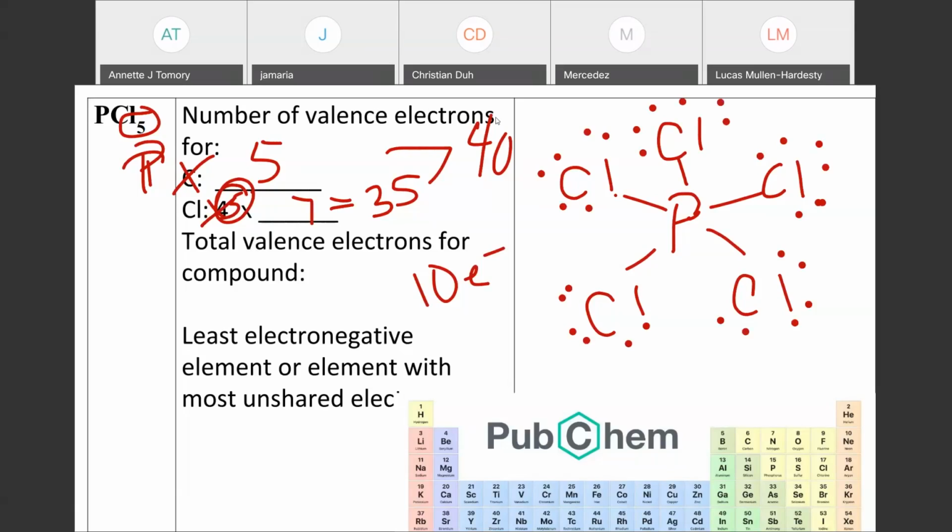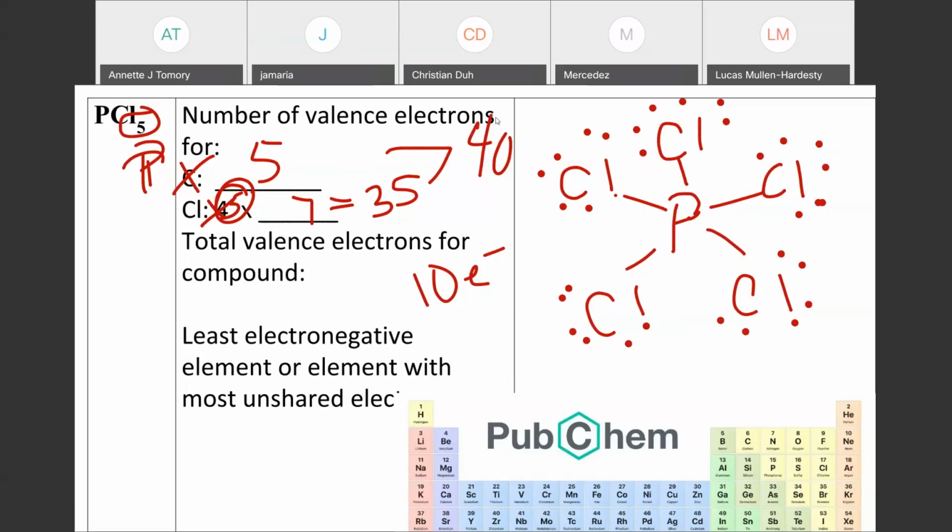Okay, so there's my 30 electrons. You always start from the outside and you work your way in. So you do the outside atoms first. If it's hydrogen, there won't be any dots. But if it's another element, you can add it to that other element. Because all the chlorines have room there, I went ahead and gave them all the lone pairs.